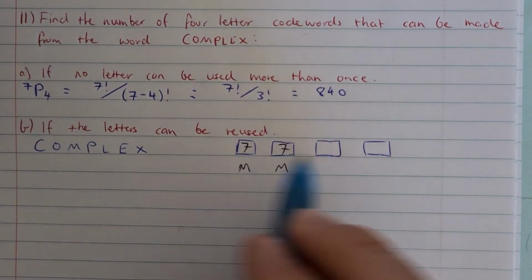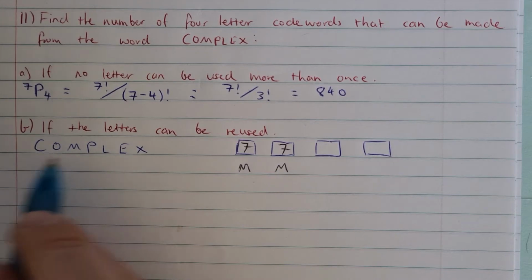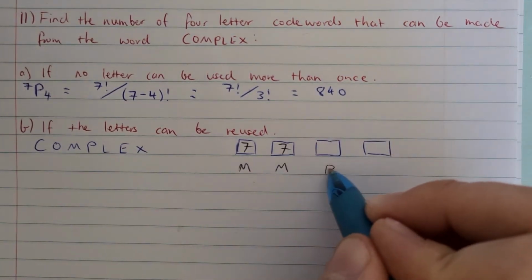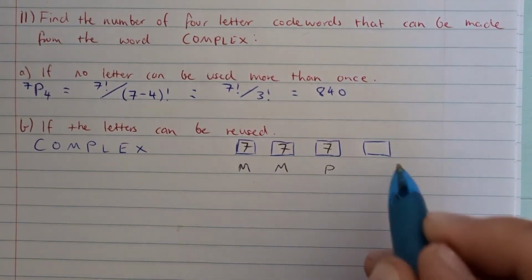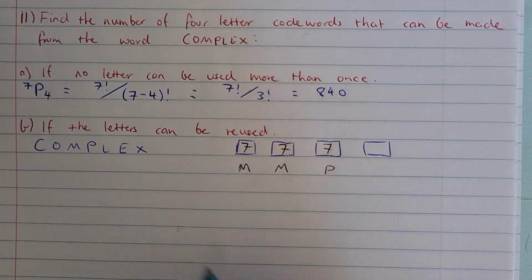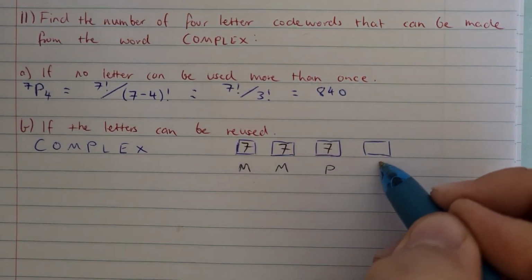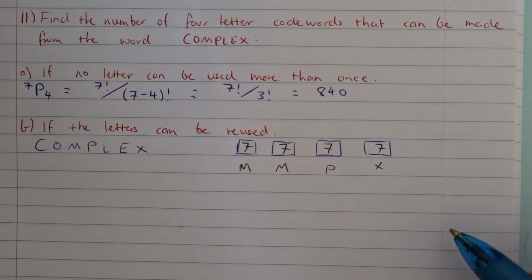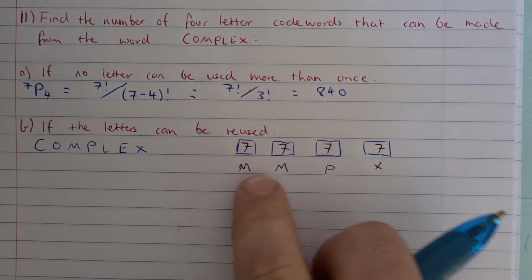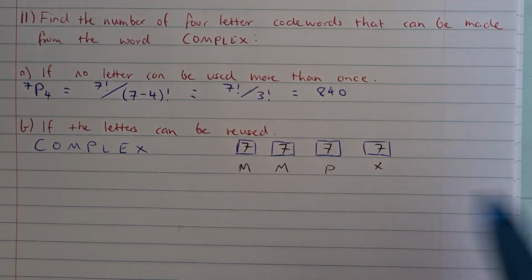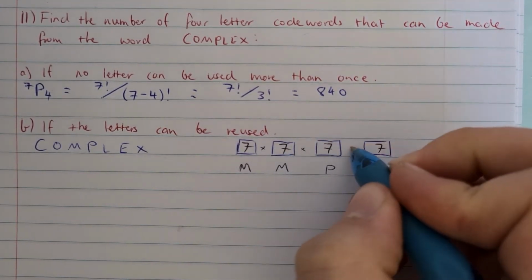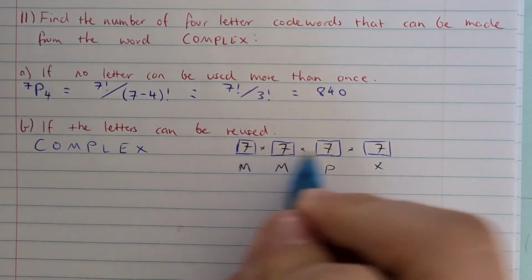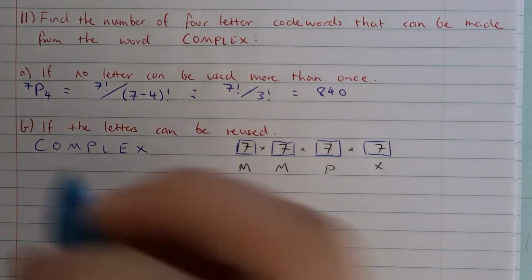When I choose my third letter, I've still got 7 options. Maybe it's a P. I had 7 options for that one. And finally, the last one, maybe I choose X. And again, I had 7 different letters I could have chosen from. So I had 7 options 4 different times. So using the multiplication rule, it's 7 times 7 times 7 times 7.